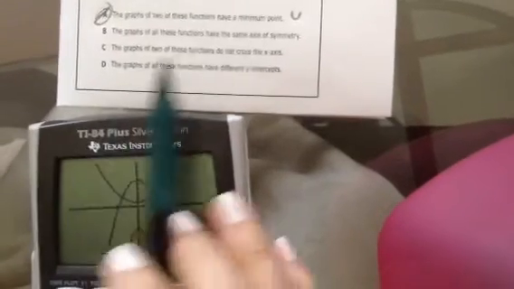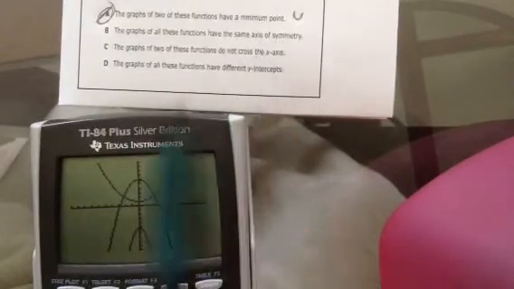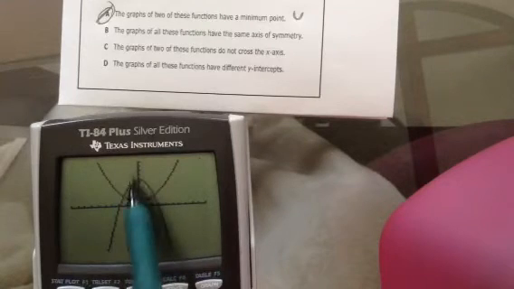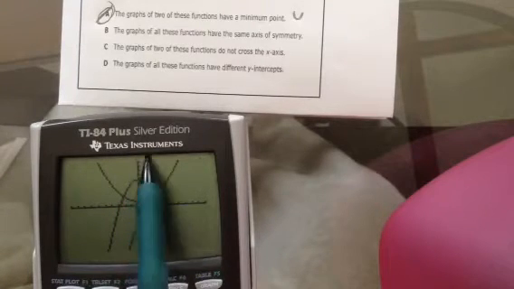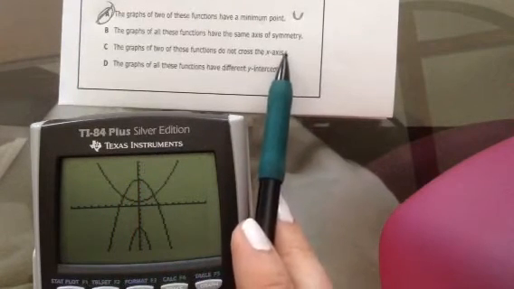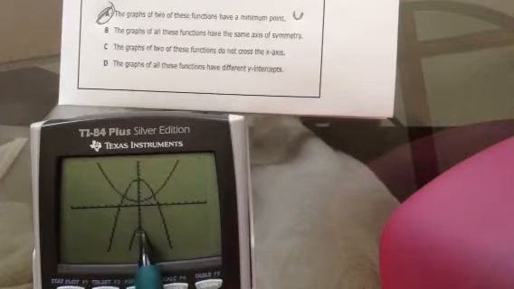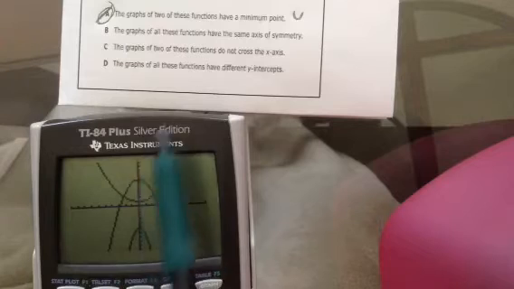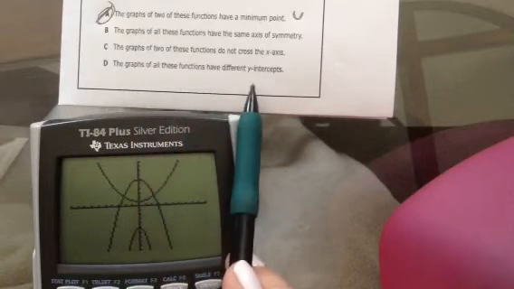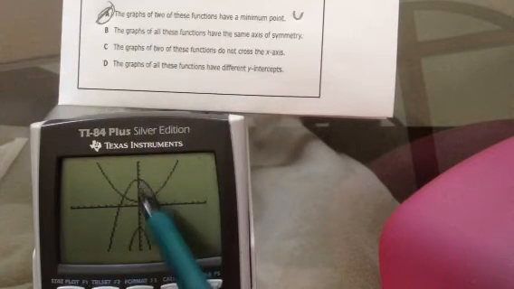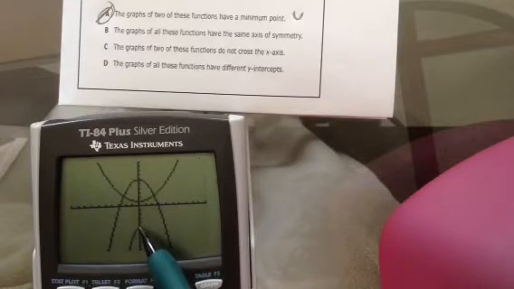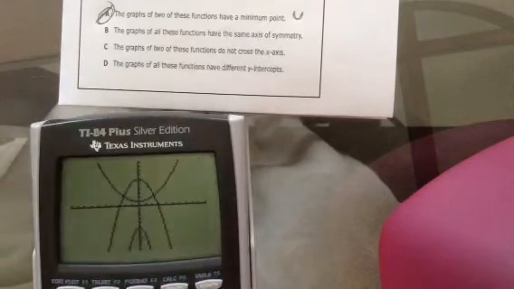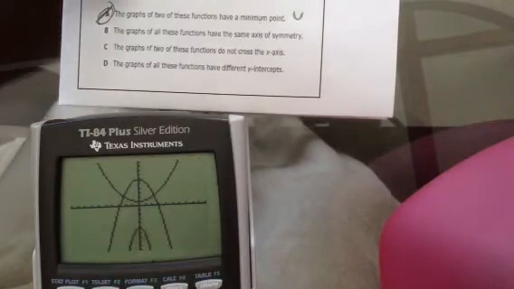Okay. The graphs all have the same axis of symmetry. They all have the axis of symmetry as the y-axis, so that is true. The two of these functions do not cross the x-axis. This one doesn't cross it, and this one doesn't cross it, so that's true. The graphs of all these functions have different y-intercepts. This one crosses here, here, here. That's true. So A is the only one that is not true.